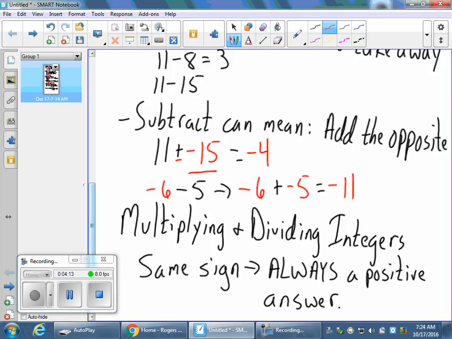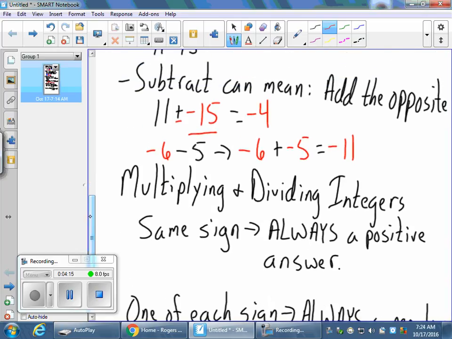And then the last one in that is when we're subtracting a negative. So we'll say 5 minus negative 3. We're going to change that to add the opposite. So that's going to become 5 plus 3, which is 8.